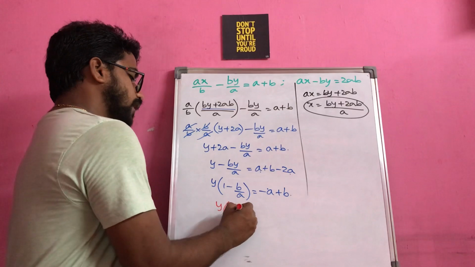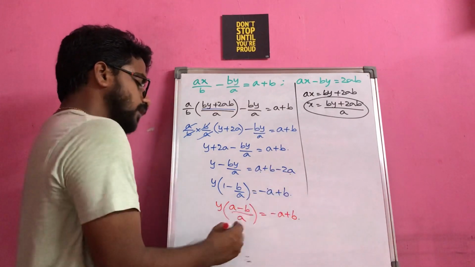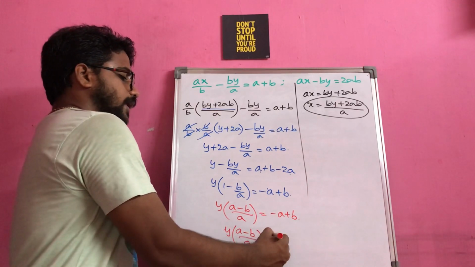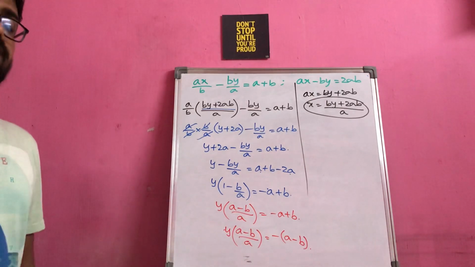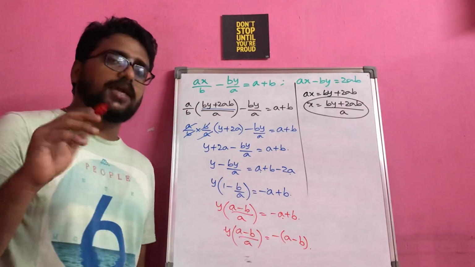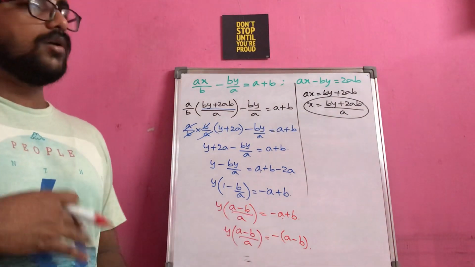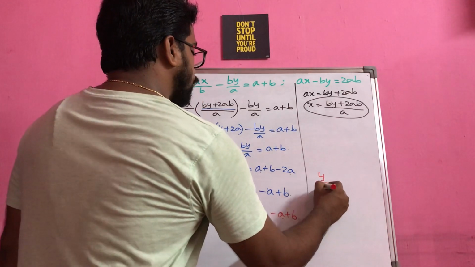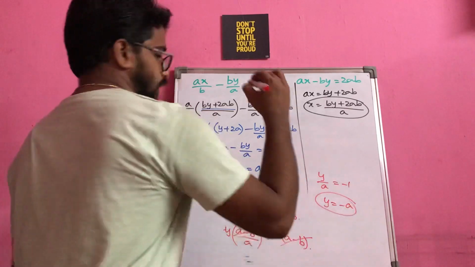Y into A minus B by A is equal to minus A plus B. Okay. So this is Y into A minus B by A is equal to, I can take a minus common and I will have minus of A minus B. What made me think of taking minus as a common? Because in the numerator here terms are A B only, but only sign difference is there. That made me think like, if I take minus common, what will happen? So I can cancel out these two. I am getting Y by A is equal to minus 1 and Y is equal to minus A.